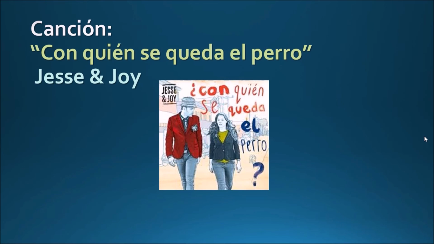So let's look at this example, Con quien se queda el perro. As you see on the image here, it is a question. The title is actually a question. The context of the song is that a couple is breaking up, they're ending their relationship, and they're deciding what to do with their things as well as their dog. So how would you interpret this song title into English?